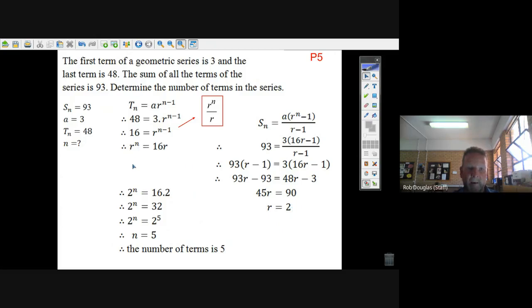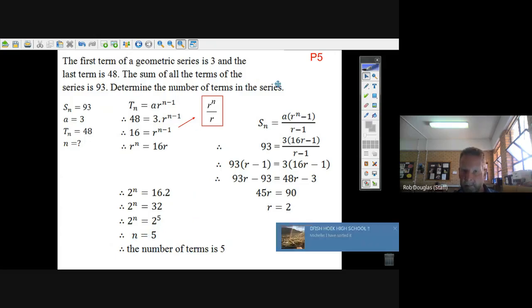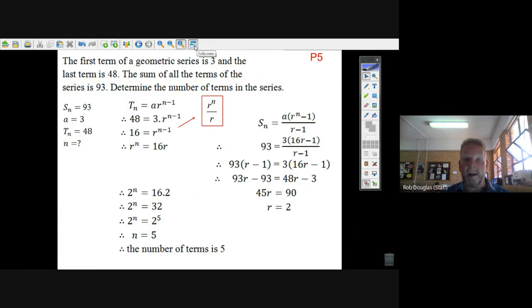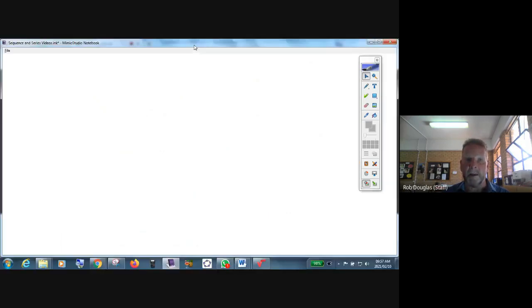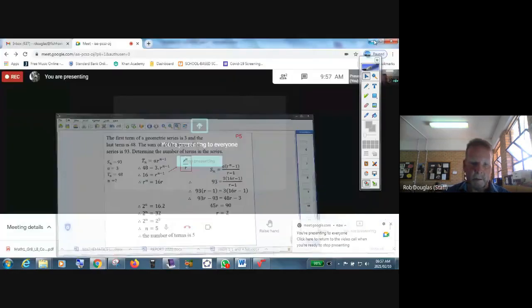Now we go back here, and instead of r to the n equals 16r, we've got 2 to the n equals 16 times r, which is 2. Well, 2 to the n equals 32. 32 is 2 to the 5th. So, hey, again, n equals 5. There must be 5 terms in this series. And that's it. That was a little bit quick, but you can play this video again and again and just stop it, think about it, and hopefully it'll help you. I hope it helps you.